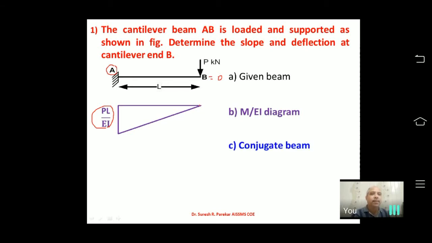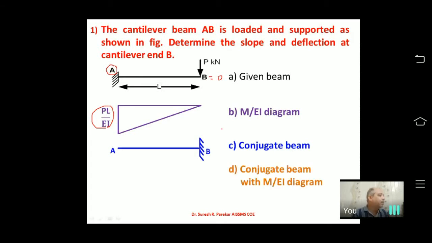So in the conjugate beam, what will happen? The support A, which is fixed, becomes free. Support B, which is free, becomes fixed. Then you can see A should be free and B should be fixed. Now I know the conjugate beam, I know the M by EI diagram. So now I can plot the conjugate beam with the M by EI diagram. So you can see this is the conjugate beam and this is the M by EI diagram.